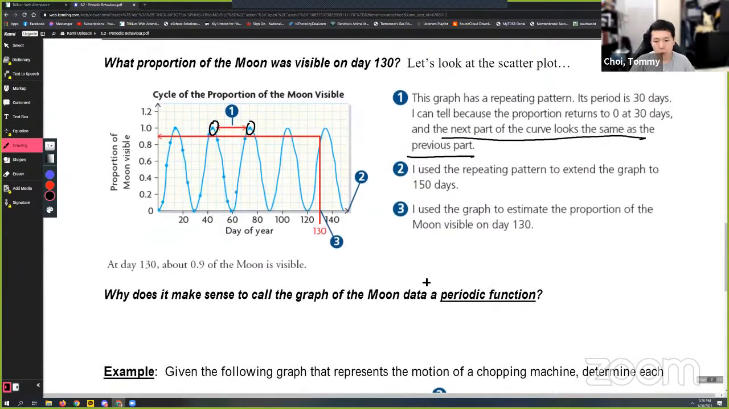So, why does it make sense to call the graph of the moon data a periodic function?